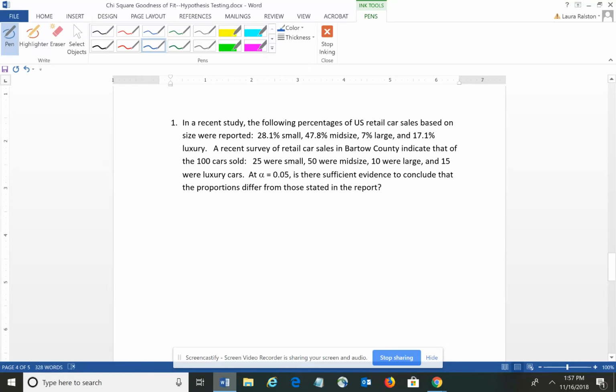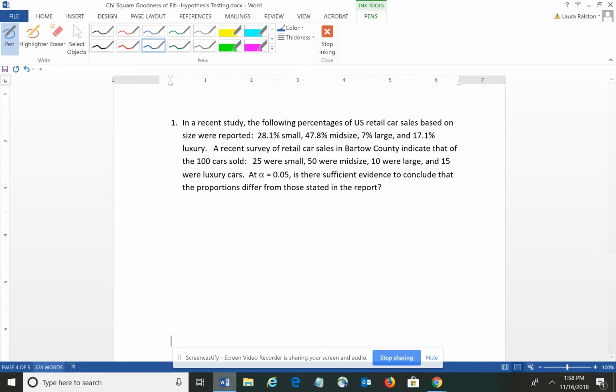This is a third example of chi-square goodness of fit, but in this example, we're going to look at what if we have specific proportions for each category or each group instead of saying that they're all the same. The scenario reads: in a recent study, the following percentages of U.S. retail car sales based on size were reported: 28.1% small, 47.8% mid-size, 7% large, and 17.1% luxury.